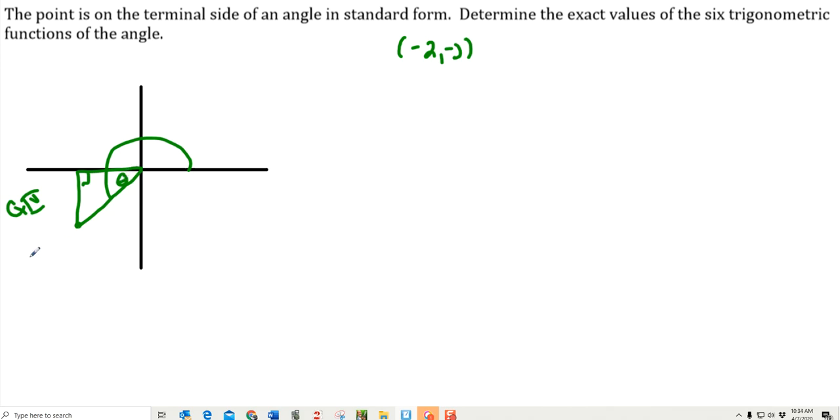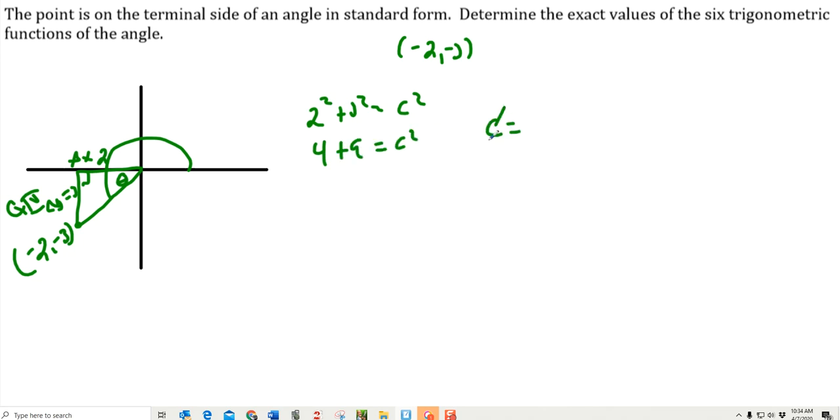But let's just find our reference angle of theta and our 6 trig functions. Well, this is -2, -3, my delta x is going to be 2. My delta y is equal to 3. And using the Pythagorean theorem, 2 squared plus 3 squared is equal to c squared, or r squared. That's 4 plus 9 is equal to c squared, so c or r is equal to square root of 13. Okay?